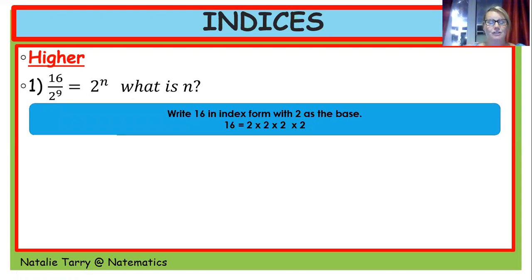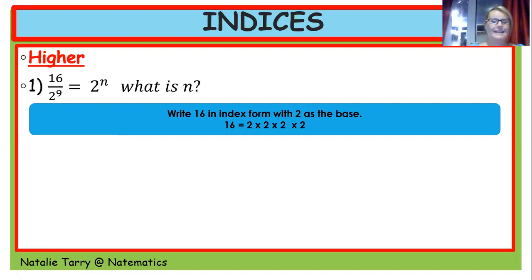In any question, and I will push this through all of the things I do on my page, always think and have that confidence: I'm not going to be asked something I have not learnt. However, you need to be able to apply the things that you've learnt in a way that you may not have seen before, which is why I'm doing these questions on this page.